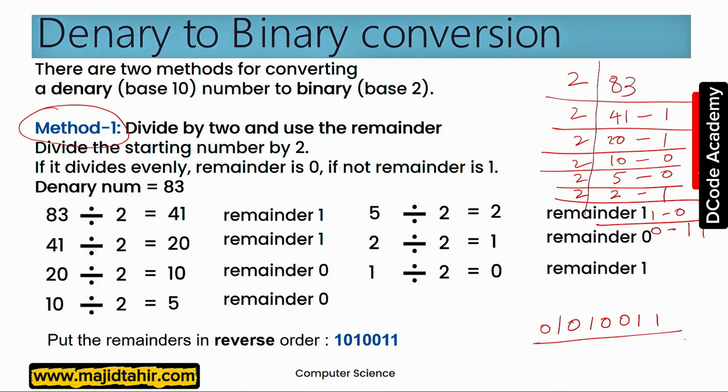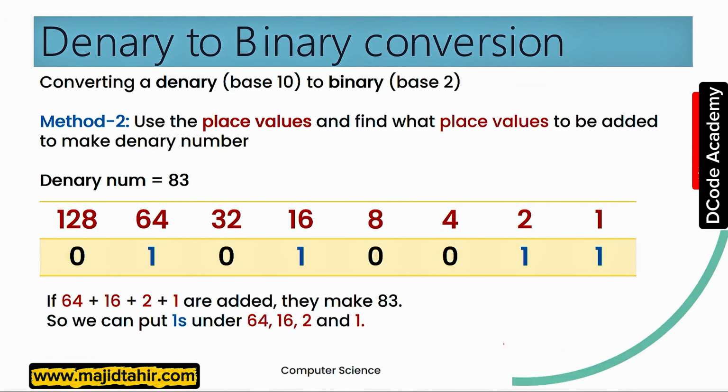Okay, next, method 2, we will use the place values. For example, we again have the number 83. We have to find the equivalent binary of 83. We will write the place values 1, 2, 4, 8, 16, 32, 64, 128. I have to see what I can add to make 83. So I'll select 64, 16, and 2. 64 and 16 makes 80, and 2 and 1 makes 3, so 83.